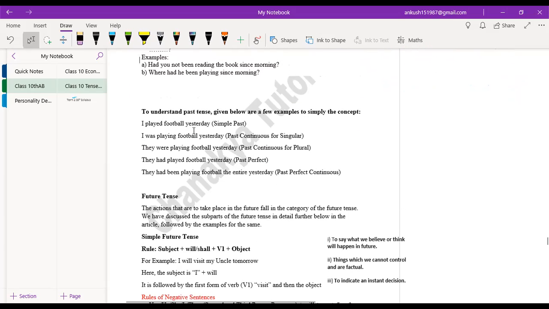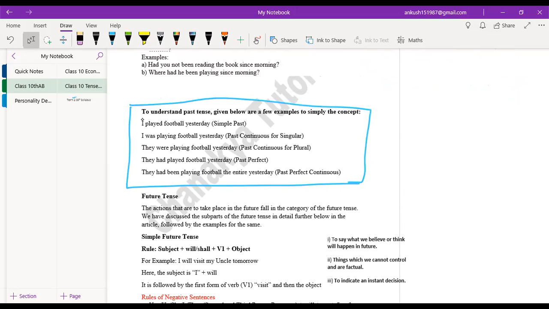Yes, sir. Now, these sentences are written over here. These are the combined sentences that I have written so that you may understand the concept of past tense in a simple way. Simple past tense, past continuous for singular, past continuous for plural, past perfect, and past perfect continuous tense. In total, there may be 4 sentences that could be made using the past tense.